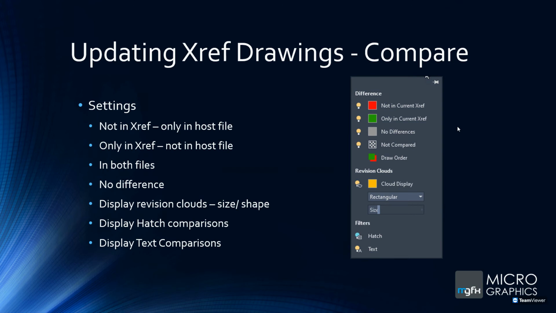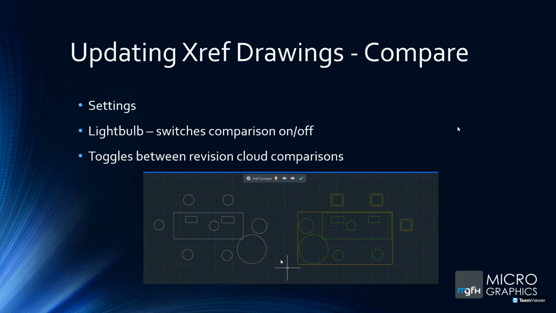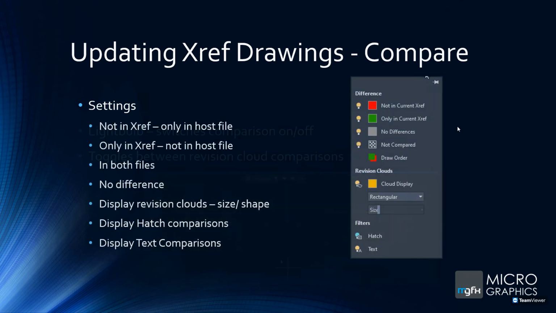Just in the settings over here, you can see them. If the color is red, so in this one there's no red, so you'll see that there's nothing in my drawing that's different from the last time I reloaded this. So sorry, it's not in the current Xref. Then in the green, it's only in the current Xref, so it's not in the host file. And then if it's gray, it's in both files. There's no differences. And then you can also display your cloud revision.